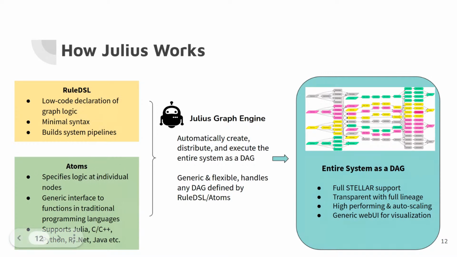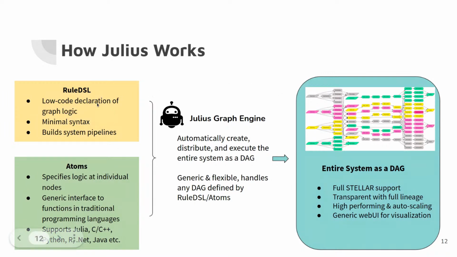The difference between the root DSL and atom is that the root DSL governs the creation of the entire graph pipeline. But what's happening at an individual node is determined by the individual atom. So basically every rule in the root DSL refers to an atom that specifies what logic to apply in individual nodes. The atom is named after atomic, meaning that it only affects one particular node. It doesn't affect any other node in the graph.